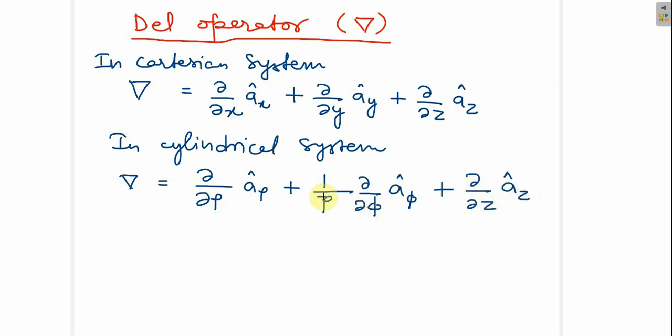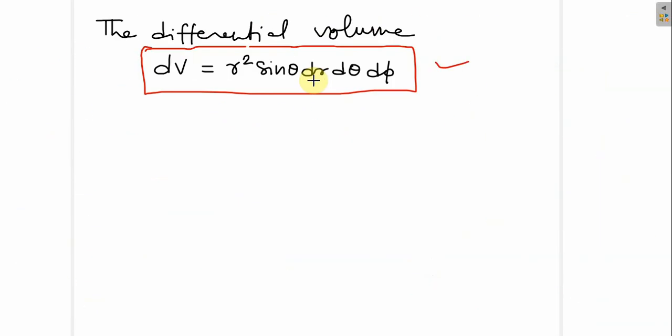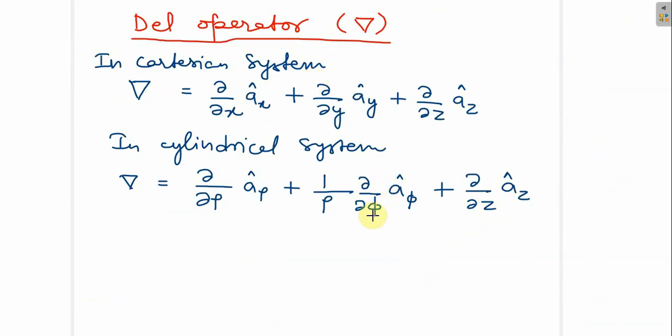So why is it rho d phi? Remember that while we were studying this, along the a phi component we have rho d phi. Since it is rho d phi, that's why we have rho here. Okay, fine.